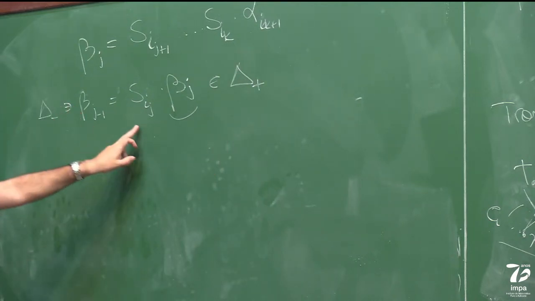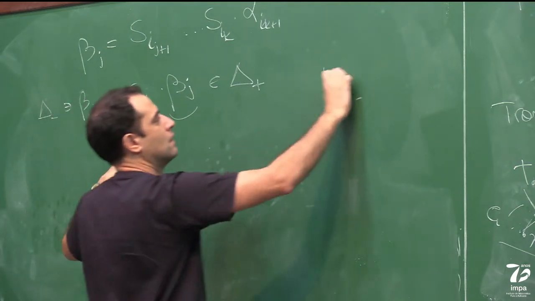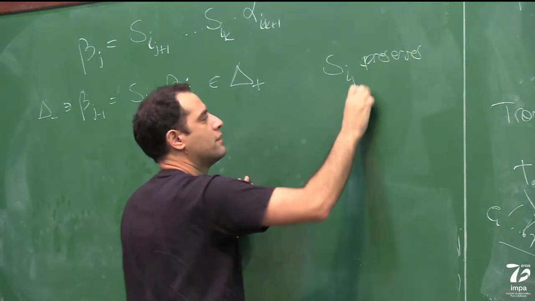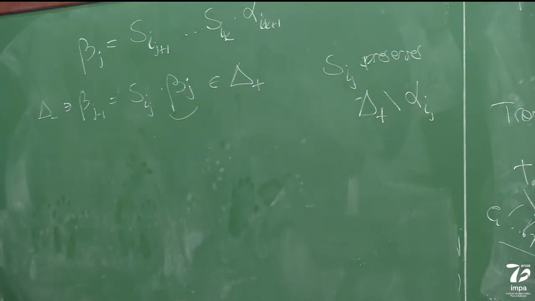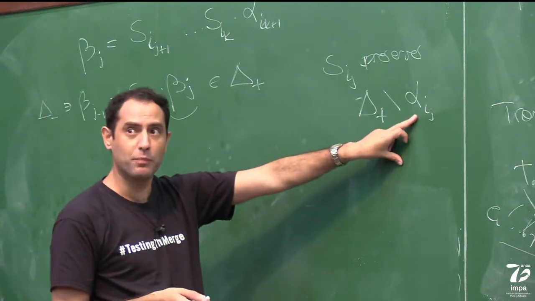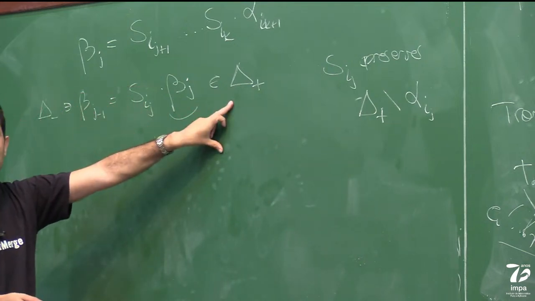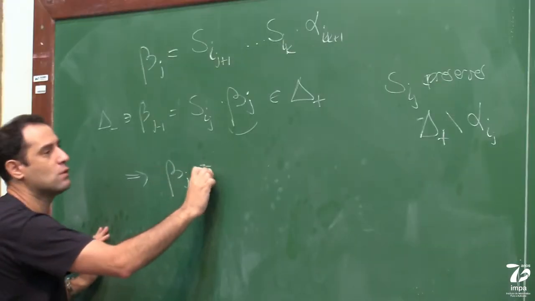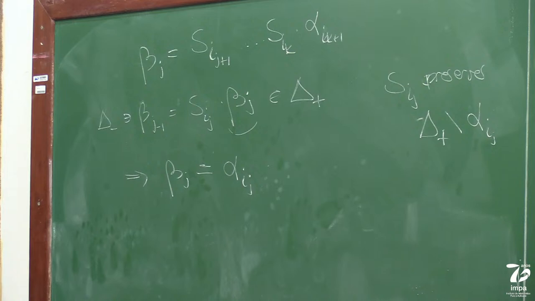And we've proved that simple reflections have this property, that they preserve all of delta plus minus alpha i_j. So s_{ij} permutes all of the positive roots except the simple root alpha i_j, which it sends to minus that. So if I have a positive root and I land in a negative root, it means that this beta j had to be equal to alpha i_j. All right, so now beta j, we know it's alpha i_j, but beta j by definition is this guy.